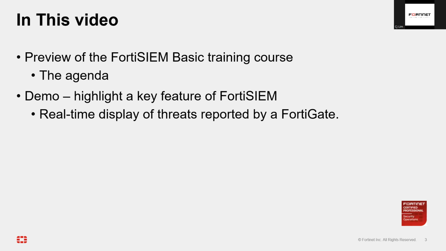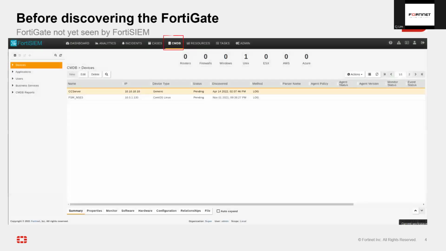But first, let me show you one of the many features of FortiSIEM, which is the ability of FortiSIEM to display real-time threats reported by a FortiGate or any other devices that are configured to send logs to FortiSIEM. Let's start by looking at the FortiSIEM Configuration and Management Database, the CMDB page for registered devices. Here, as you can see, FortiGate is not registered with FortiSIEM yet. This is because we have not configured FortiGate to send logs to FortiSIEM or configure FortiSIEM to discover FortiGate. In the next slide, I will show you the configuration of a FortiGate.